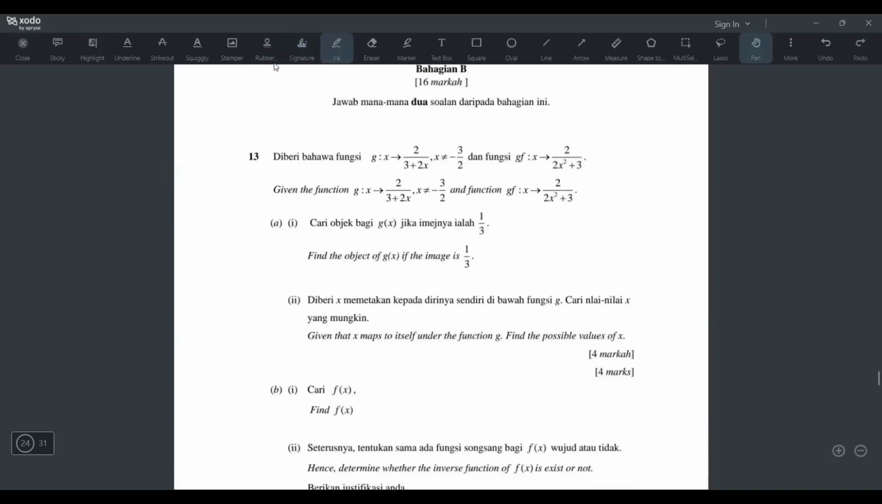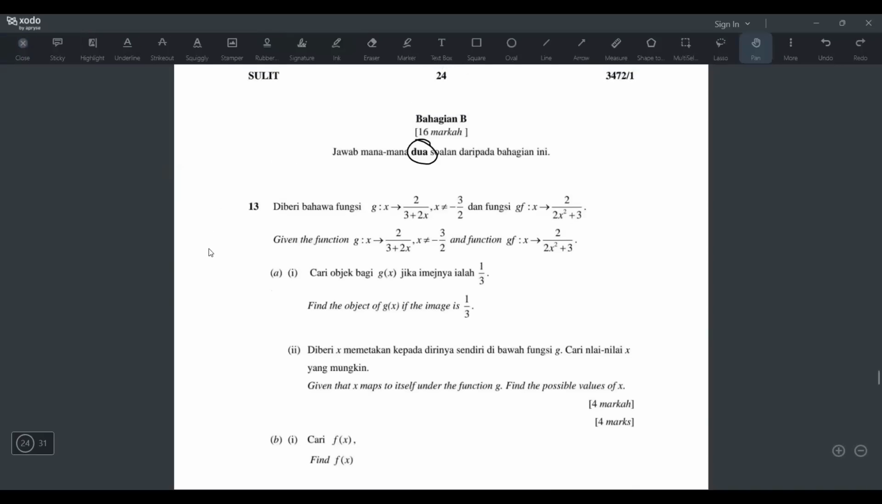Okay, now we are entering bahagian B. In bahagian B, they will give you 3 questions and you will only have to choose 2 soalan, but I will do all of it. In paper 1, for revision purposes, I will do all of it.